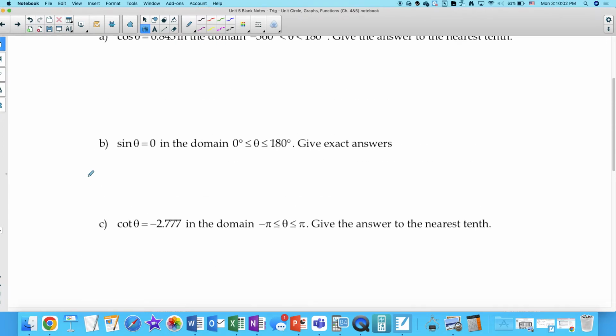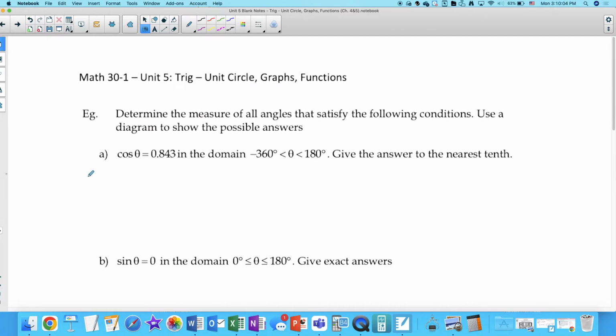Okay, so now we're going to solve some very, very, very basic trig equations. We're just going to kind of build up from here. Determine the measure of all angles that satisfy the following conditions. Use a diagram to show the possible answers. So we're looking at cosine theta equals 0.843 in the domain negative 360 is less than theta is less than 180 degrees, and give your answer to the nearest tenth.